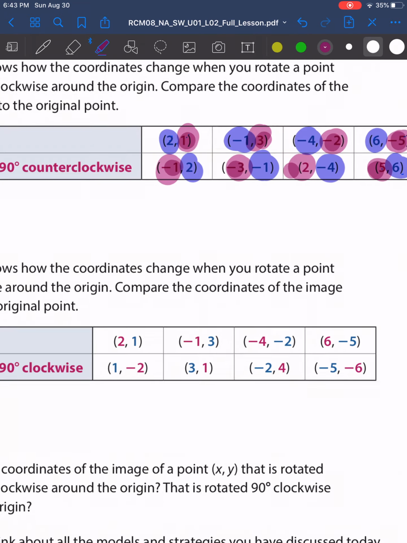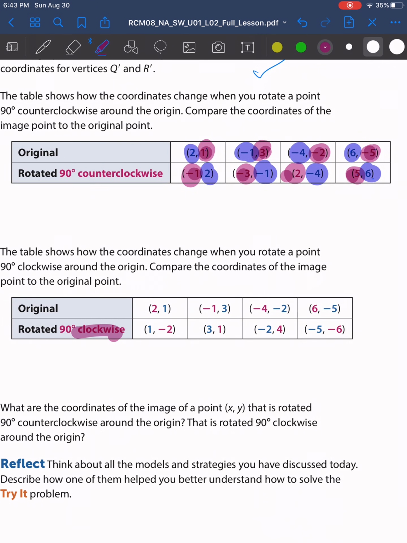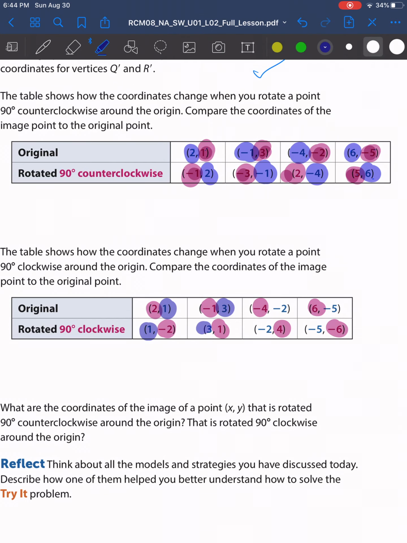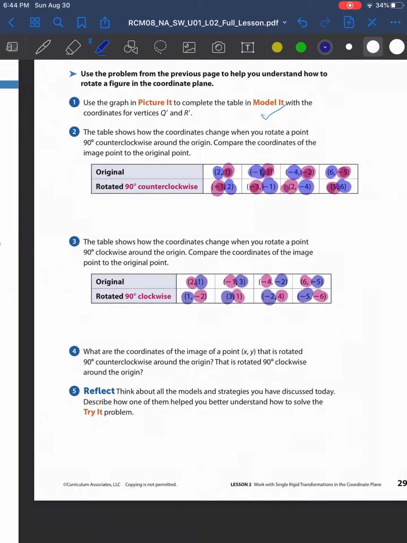And now let's look at this one. This one is going clockwise. Let's see if that pattern changes. So it looks like they still switch places, just like before, so that's the same. They switch places, that's great. But now look at this. This guy switched to his opposite. This guy switched. Oh, so the X's switched to their opposites. But the Y's, they stay the same. If they're negative, they're negative. They're positive, they're positive. You guys, can we create our own rule right now?